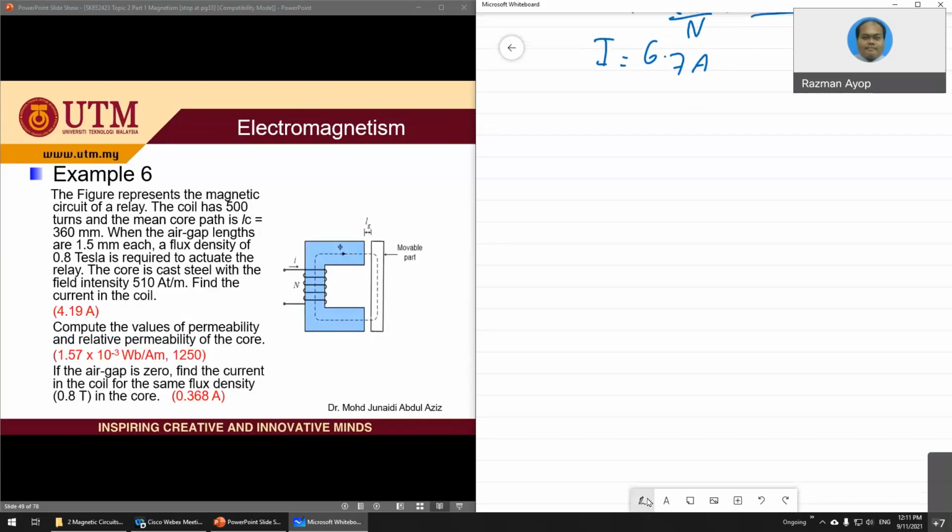So next is example 6. This one is quite confusing because of the text. If they give the information directly, it is much easier, but because of the text, it's much harder. So, somebody help me, how do we extract the information? What is the information available?